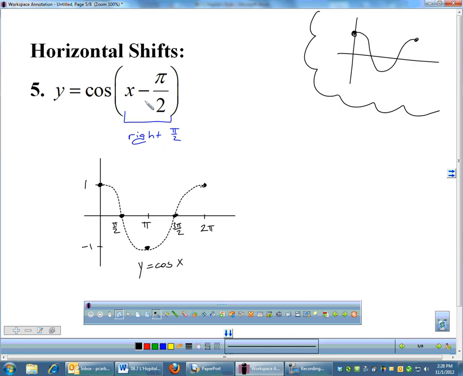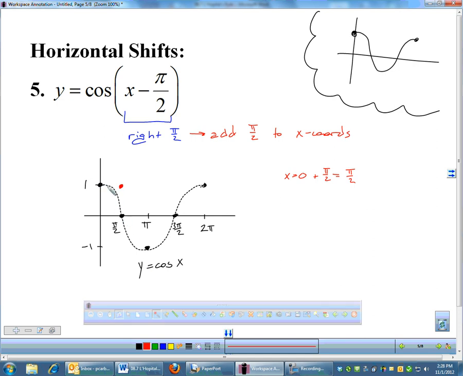If I shift right pi over 2, that's the exact same thing as adding pi over 2 to all x coordinates. So I'm going to one by one look at these 5 x coordinates, and add pi over 2 to each of them. My first one right here has an x coordinate of 0. If I add pi over 2 to that, it turns into an x coordinate of pi over 2. So at this point, if I shift right pi over 2, it's going to end up at pi over 2 right here.